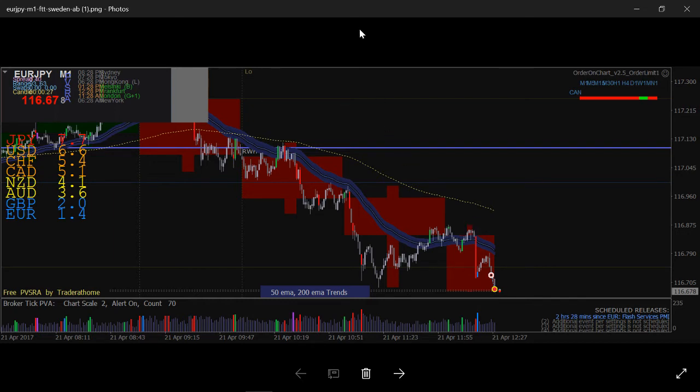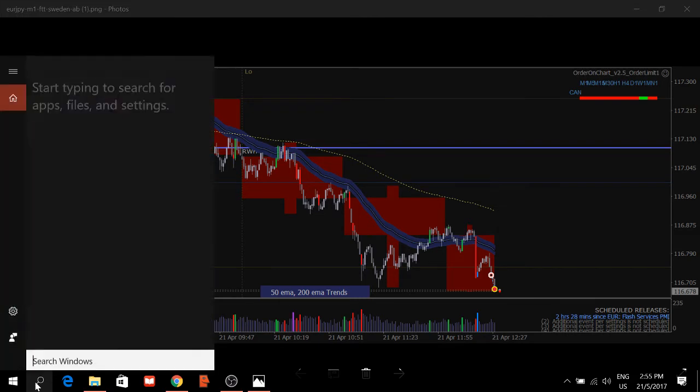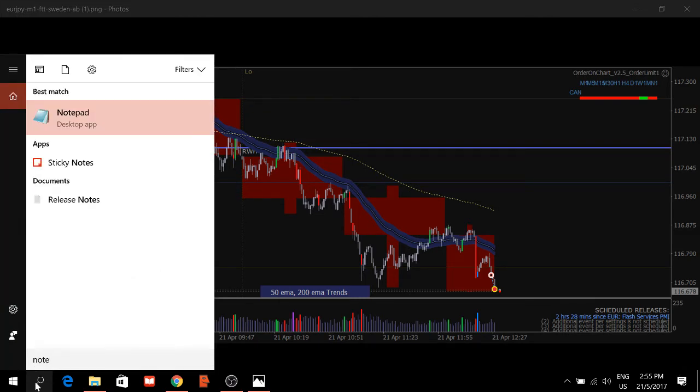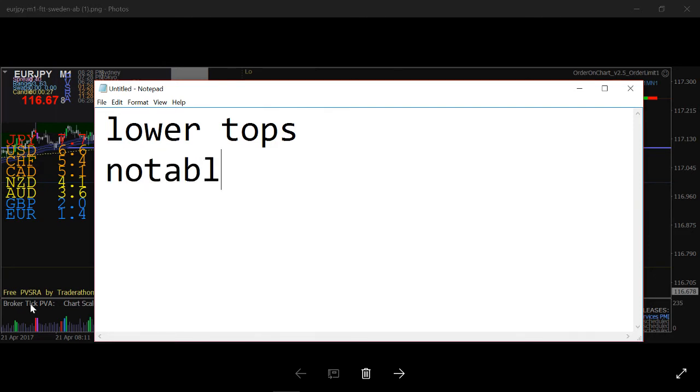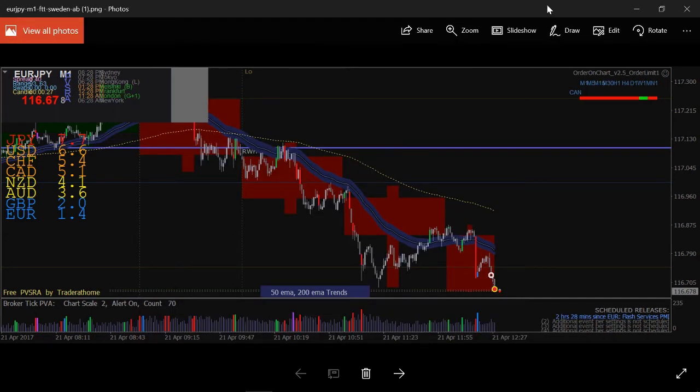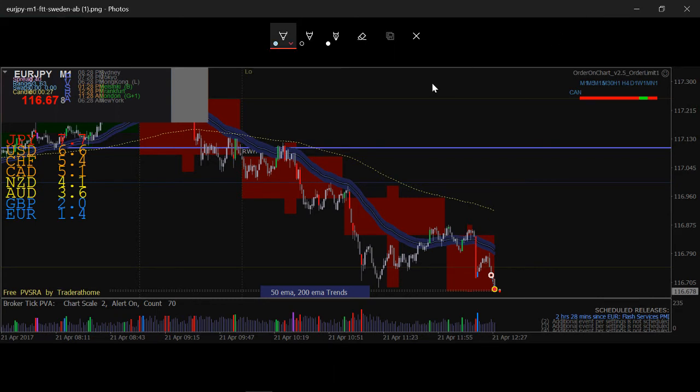One thing to use as a confirmation would be lower tops. So what do I mean by lower tops? First of all, let me write it for you guys: lower tops. But they have to have notable volume. So what you can see here is a series of lower tops.